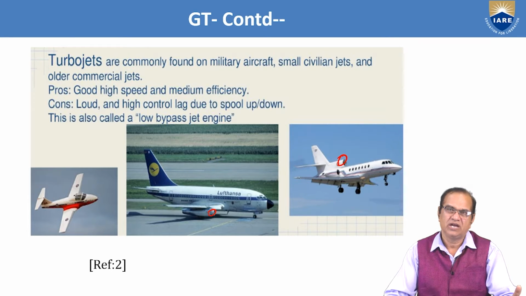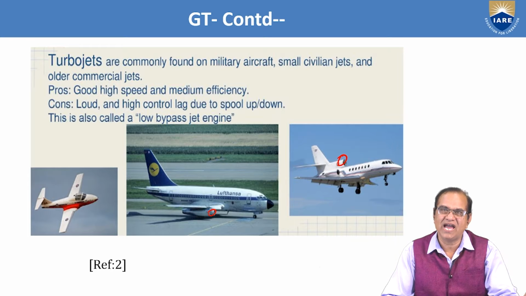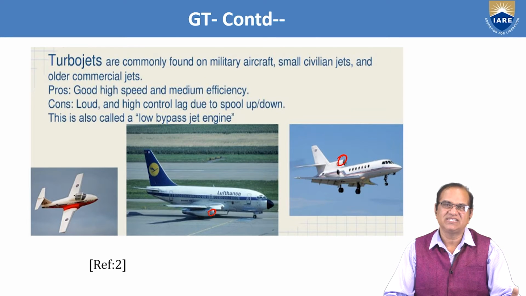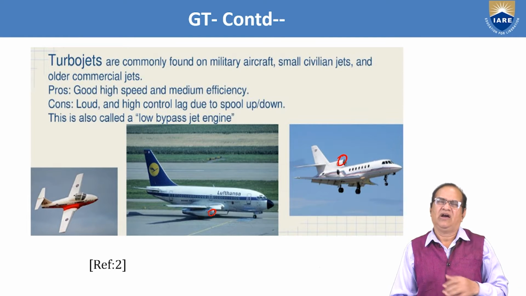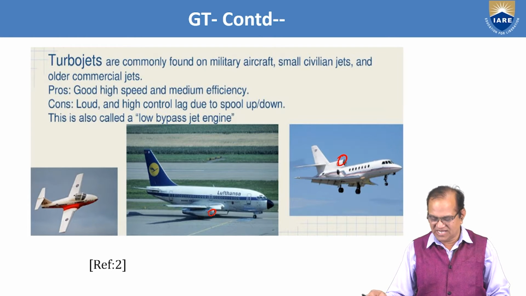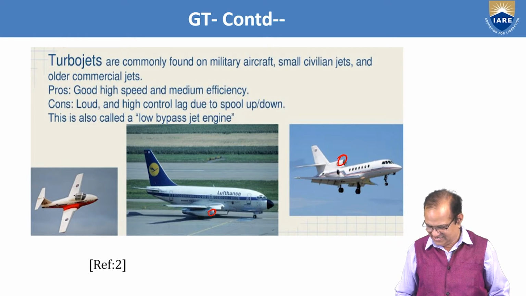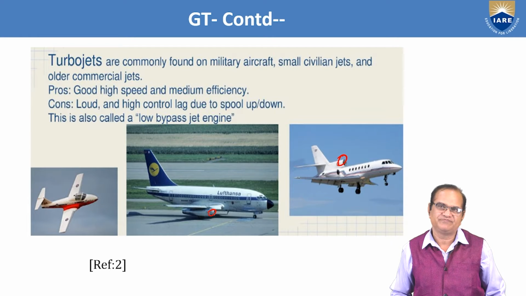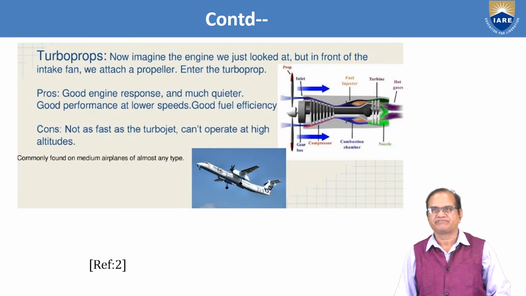Pros: the good thing about this is good high speed and medium efficiency. The disadvantage is that it is loud, the sound is more, and there is high control lag due to spool up and spool down. So there is some lagging of the control. This is also called a low bypass jet engine. So these are some pros and cons of the turbojet engines.